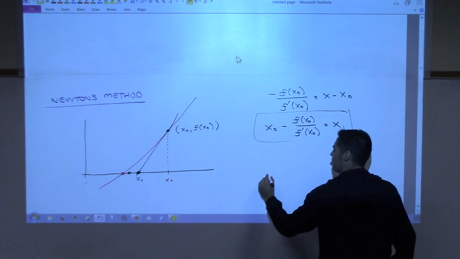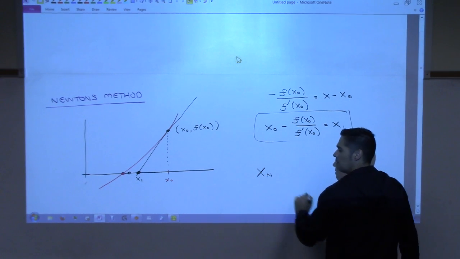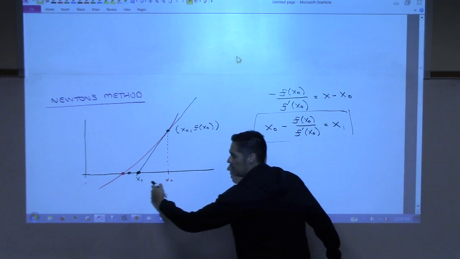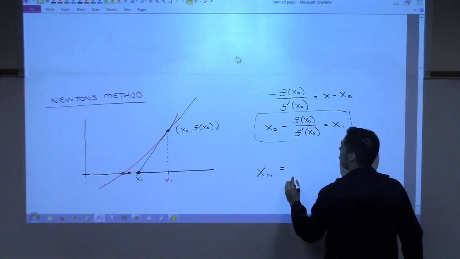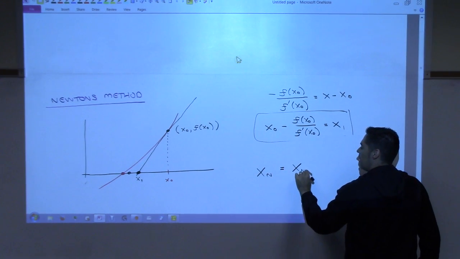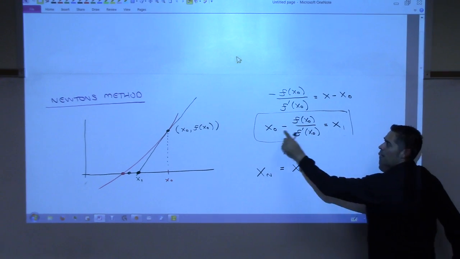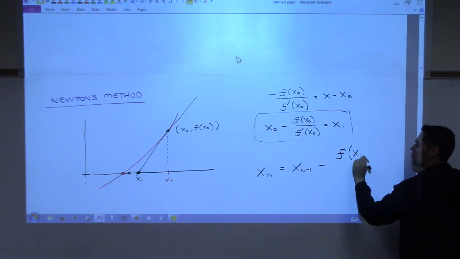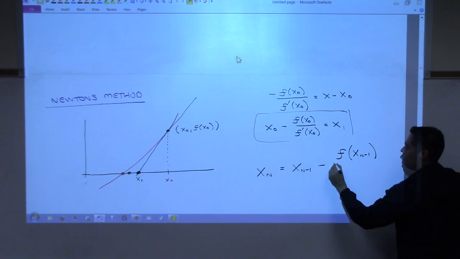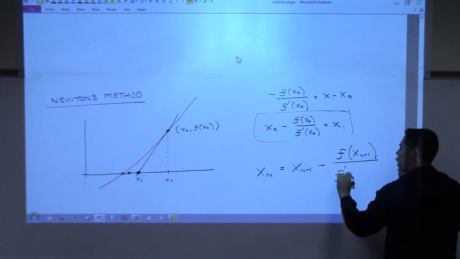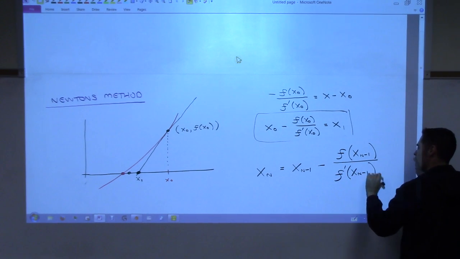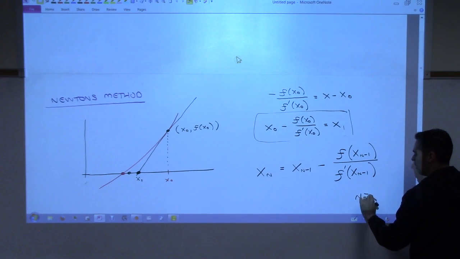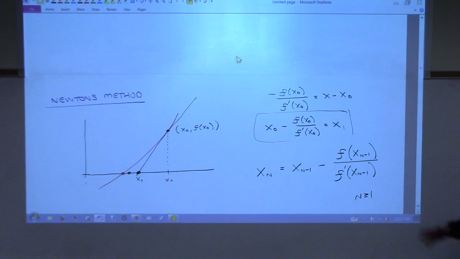So the formula is this. x sub n, the nth one of these, will be equal to x sub n minus 1, so whatever this number is, right? Minus f of x sub n minus 1 over f prime of x sub n minus 1. And this works when n is bigger than or equal to 1. This formula works. That's Newton's method. That's the formula.